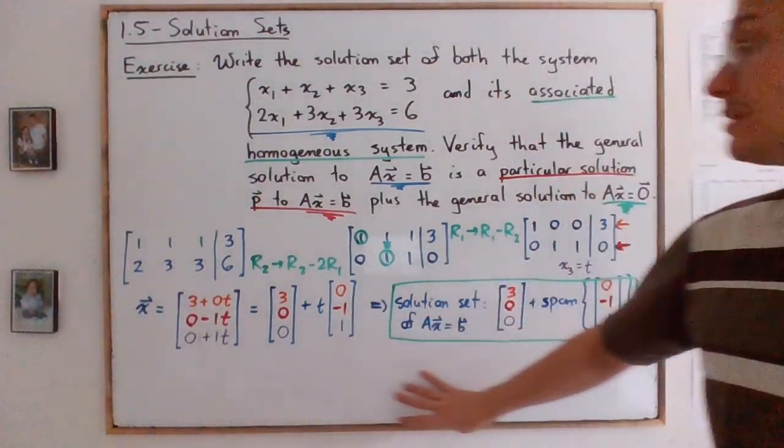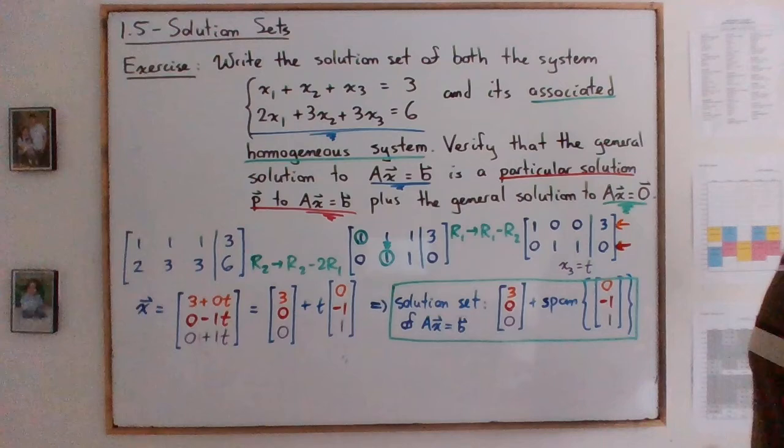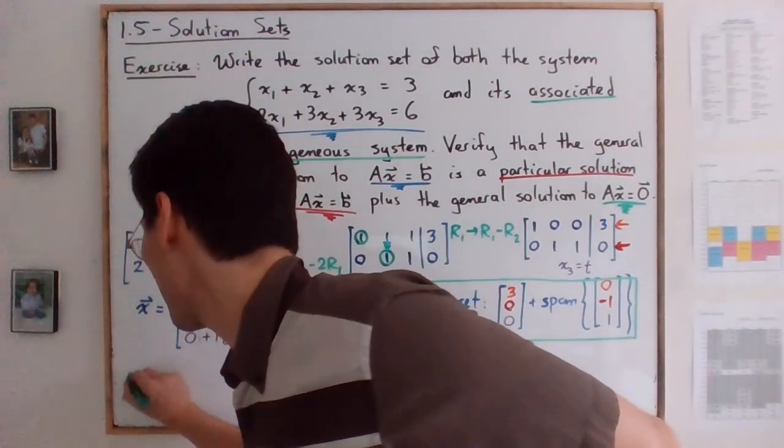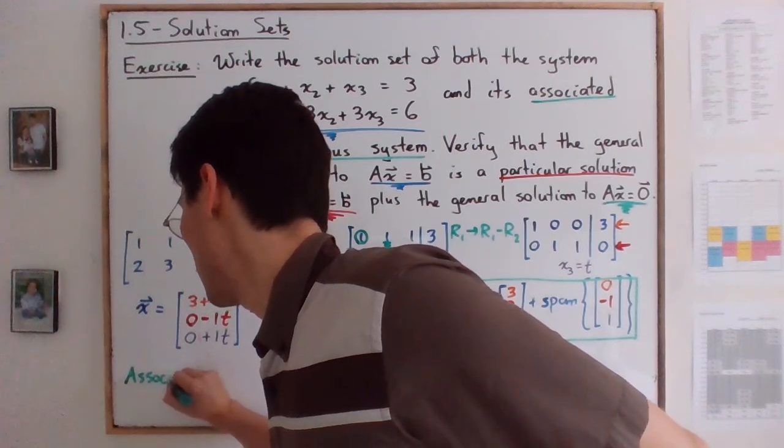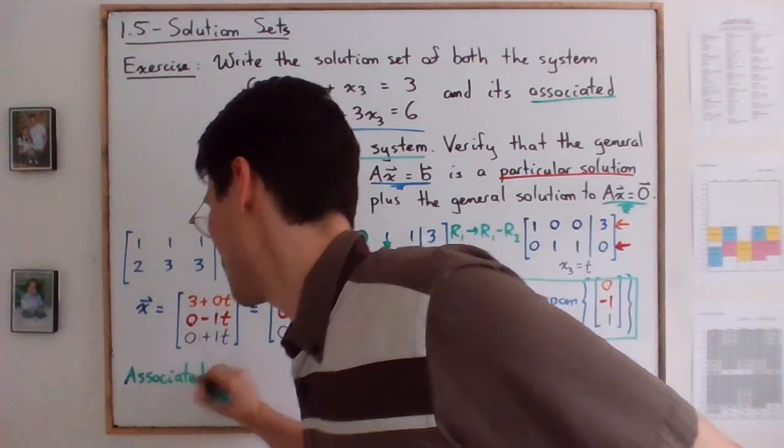Now at the bottom, let's do the same for AX equals 0. So now we're going to do the associated homogeneous system.